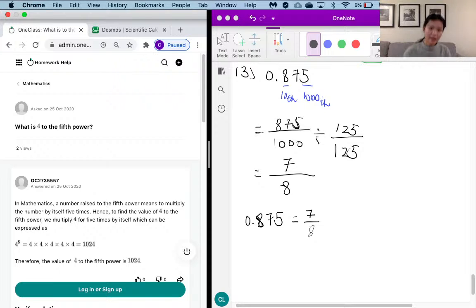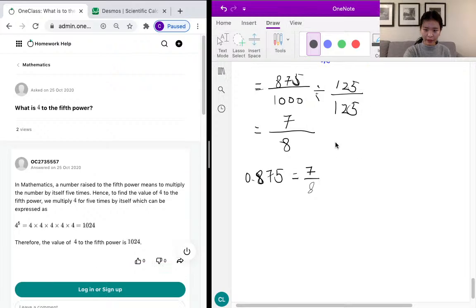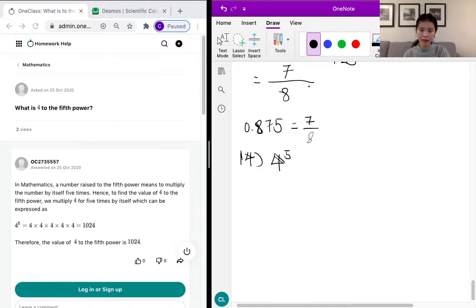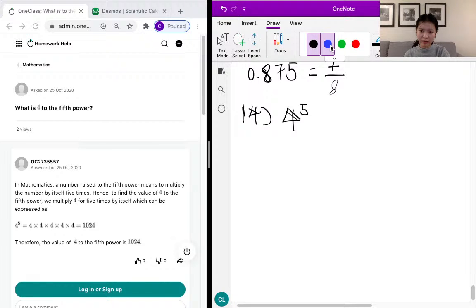Perfect. Now, our next problem over here is asking us what is 4 to the 5th power. So our 14th problem over here is asking us what is 4 to the 5th power. So it's asking us what is 4 to the power of 5. So in mathematics, a number to the 5, this is called an exponent. So this means that there are 5 fours multiplied together.